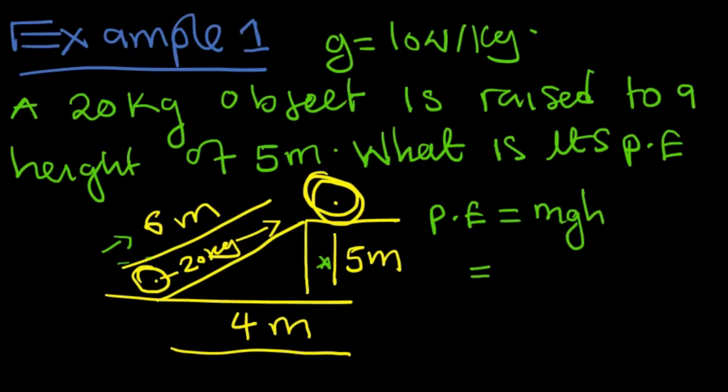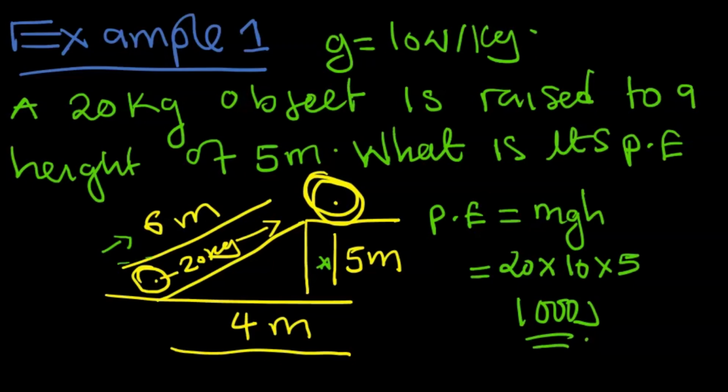So what is its potential energy? Potential energy here is equal to mass, which is 20, multiplied by gravity, which is 10, multiplied by height, which is 5. So you are going to have 20 multiplied by 10 multiplied by 5. We are going to have 1,000 joule as our potential energy. So this is how you simplify the potential energy.